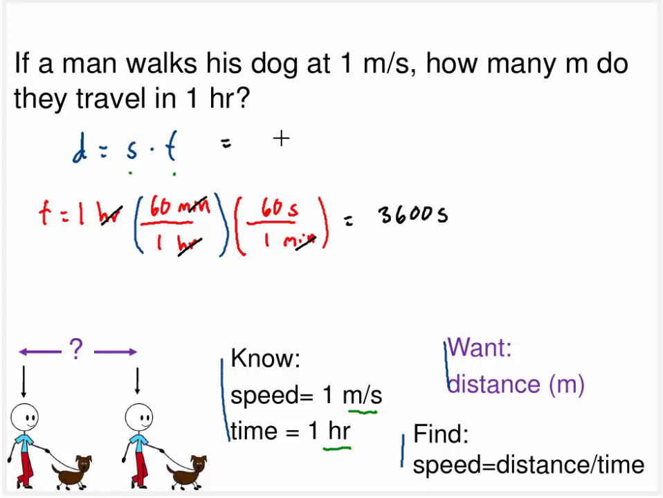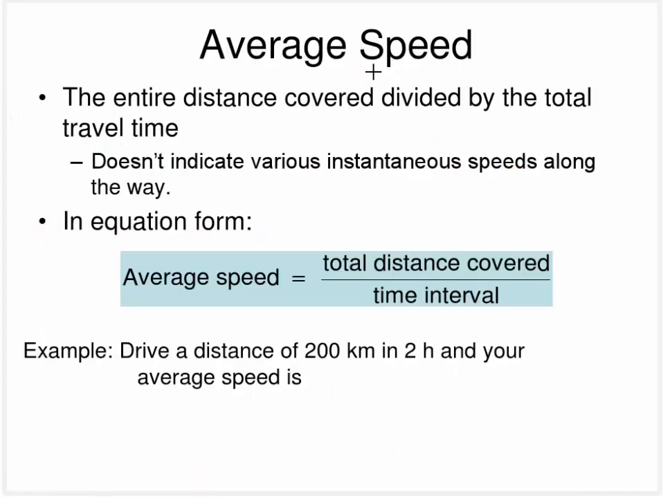And now I can go ahead and say, okay, I know my speed here is going to be 1 meter per second, and I'm going to multiply this by 3600 seconds. Now let's take a look at my units. The seconds right there are going to cancel with the seconds right there, so the distance that I travel is going to be 3600 meters, which makes a whole lot more sense. So the moral of the story is always pay attention to the units.